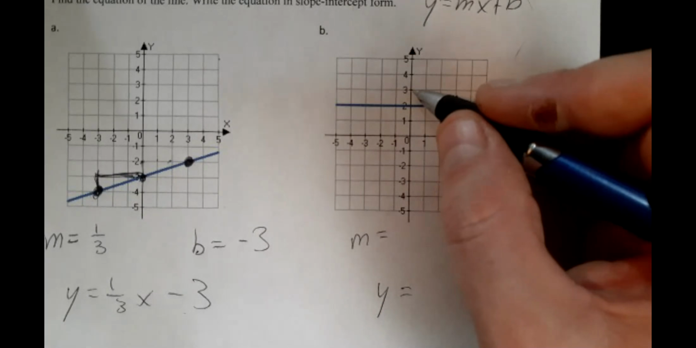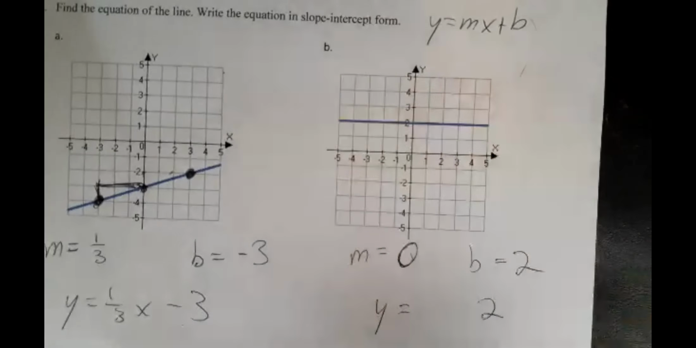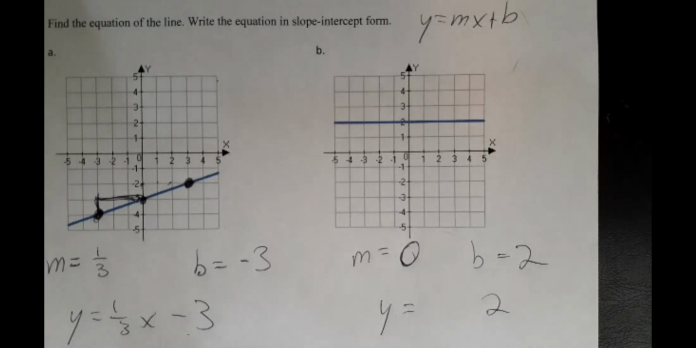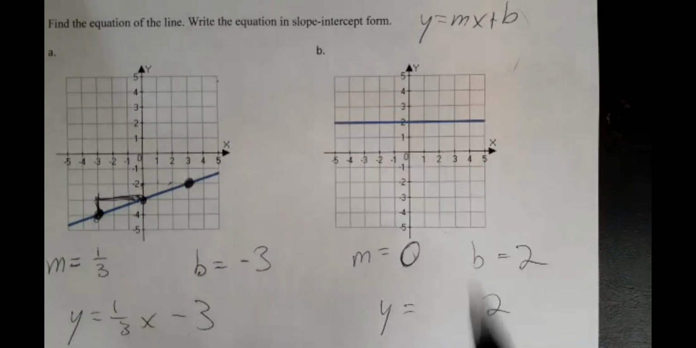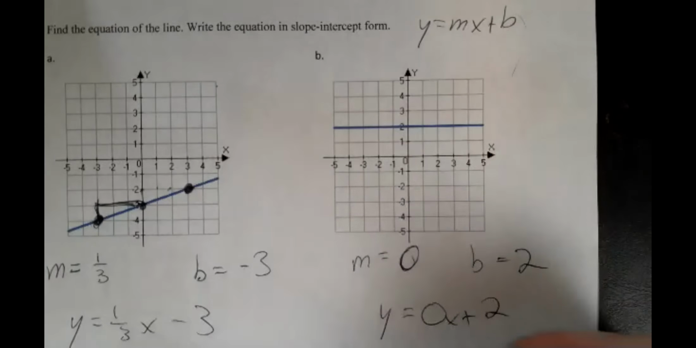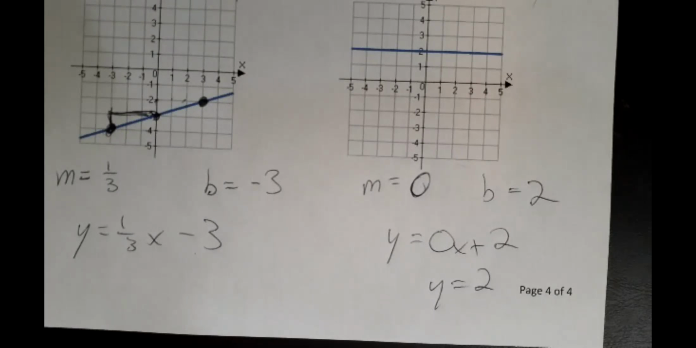Well, we're going up 0 for every however many we're going over. So one way you can think about slope is how much it's going up and down. If it's going up, it's a positive slope. If it's going down, it's a negative slope. This is just flat. This is also a 0 slope. So you could think of it as 0x plus 2 if you really wanted to. But typically we would just write y equals 2. And so technically this is in slope-intercept form. Just my slope is 0 and you just don't see it. So y equals 2 is technically slope-intercept form.